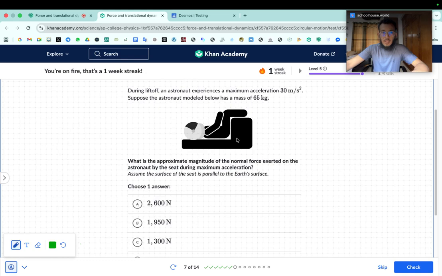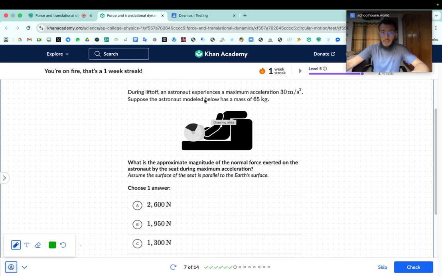During lift off, an astronaut experiences a maximum acceleration of 30 meters per second squared. Suppose the astronaut modeled below has a mass of 65 kg. What is the approximate magnitude of the normal force exerted on the astronaut by the seat during the maximum acceleration? Assume the surface of the seat is parallel to the Earth's surface. So we have a force acting in this direction, which is the weight, 65 g newtons. And we have a normal reaction, which is R.